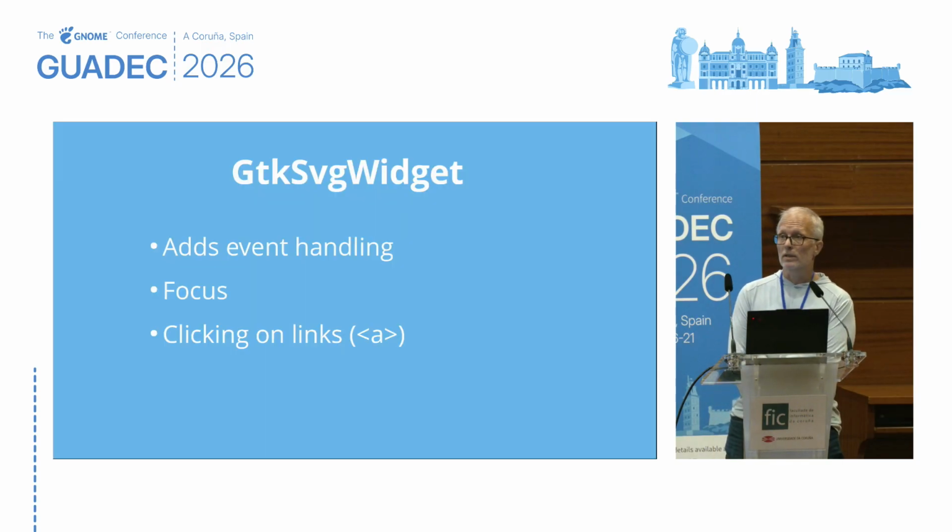Eventually, I broke down and I even implemented interactivity. Since event handling does not really fit into a GTK paintable, I made a GtkSvg widget, and that's just a simple wrapper around the GtkSvg paintable, but it does the event handling. So you can now actually put links in your SVG and click on them or activate them with the keyboard. All that works.